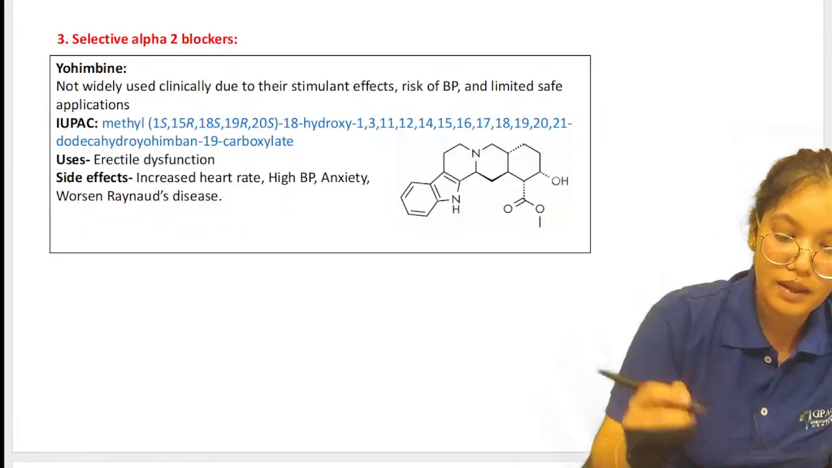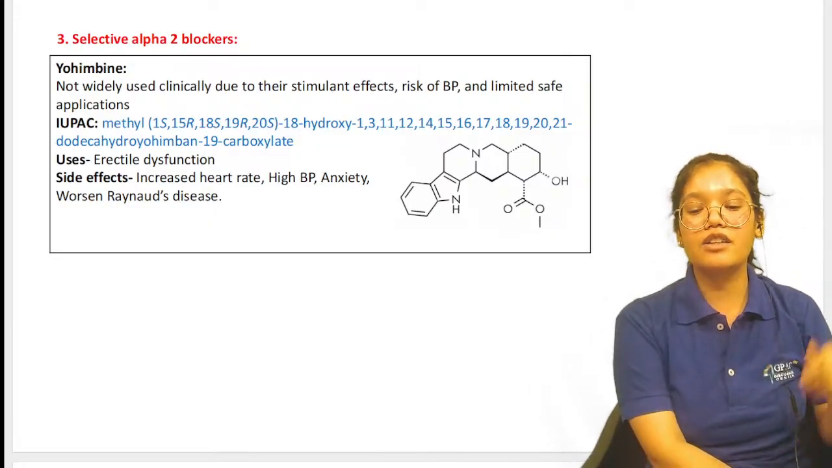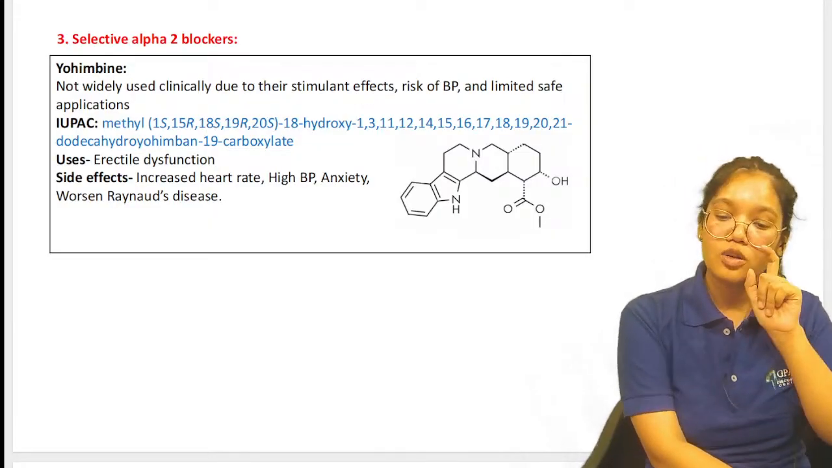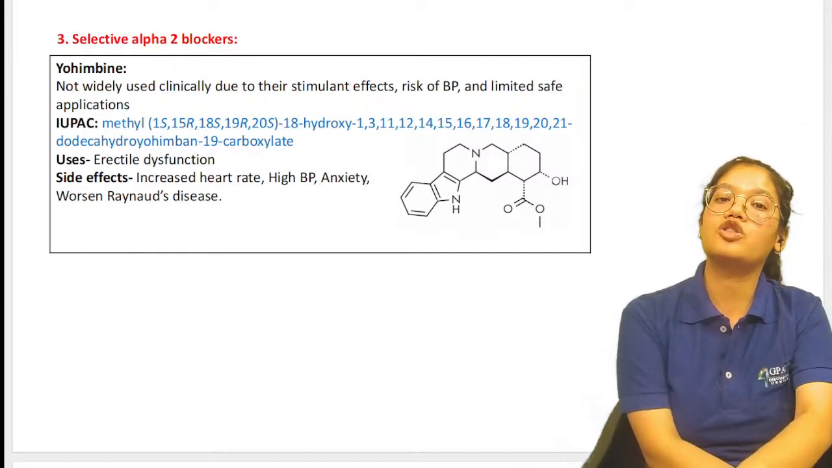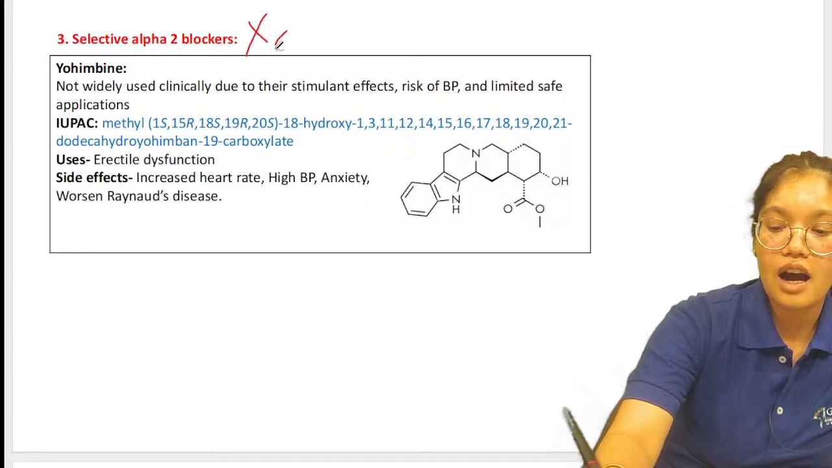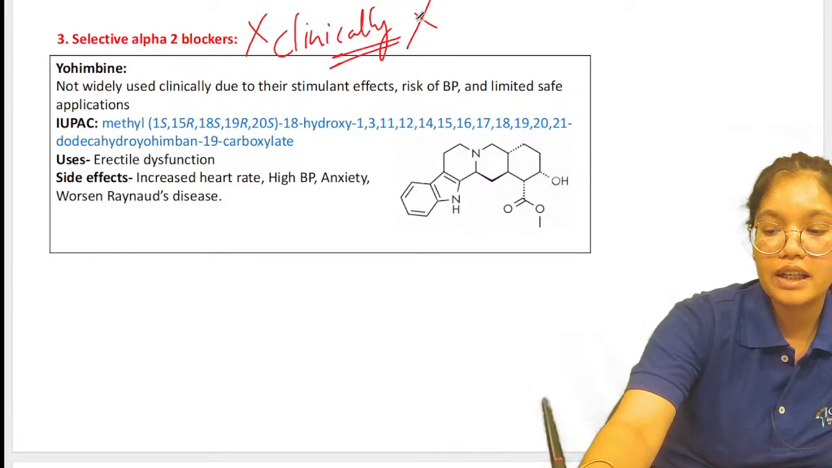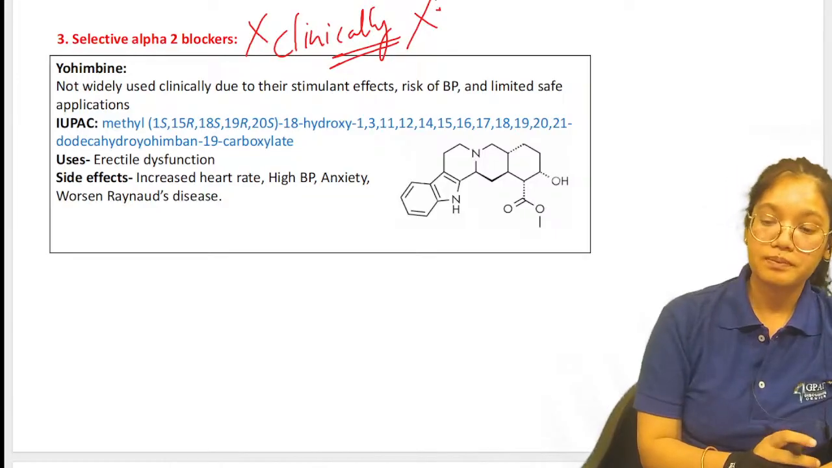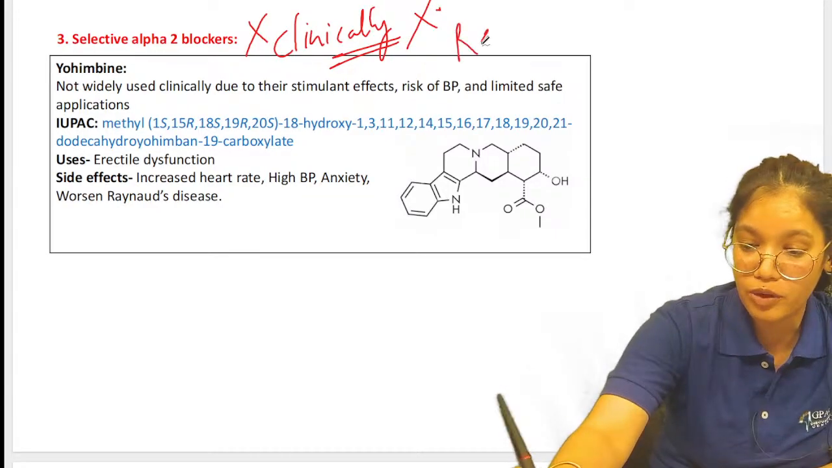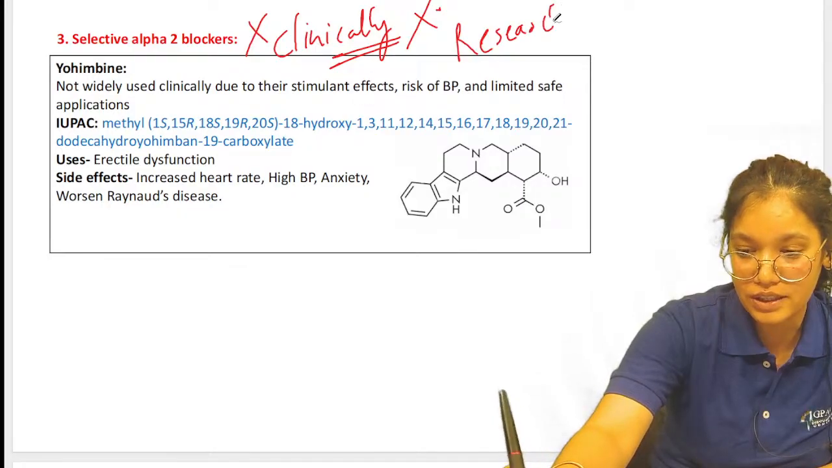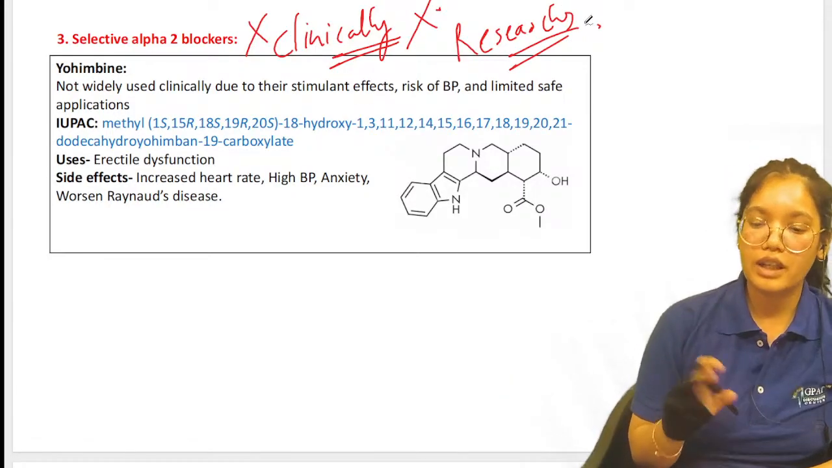Okay. Now moving forward, next class of drug, that is the selective alpha 2 blockers. So before starting alpha 2 blockers, let me tell you one thing about them, that these are not used clinically. Okay, clinically they have no use. We just use, the scientists use them for researches. Okay, that's it. Clinically till now they are not used.